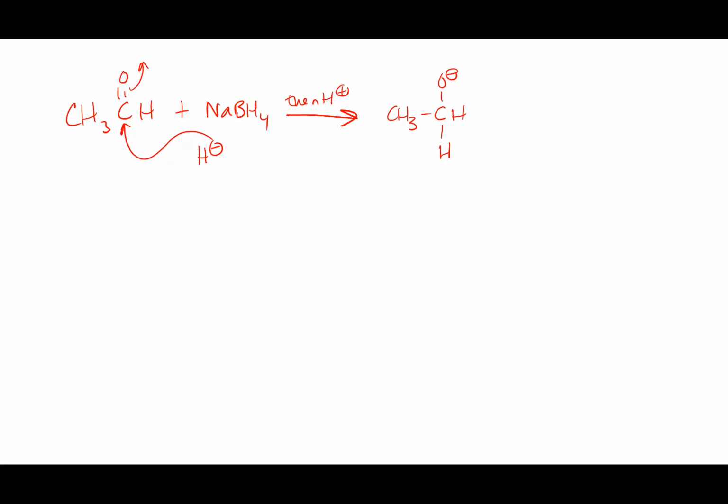The alkoxide says, I want to reform the carbonyl. It reconsiders since there's no leaving group. All right, I can't do that. I'll wait to be protonated. Then the H plus H2O is added, and I now make, in this case, a primary alcohol. So I reduce the aldehyde down to a primary alcohol.